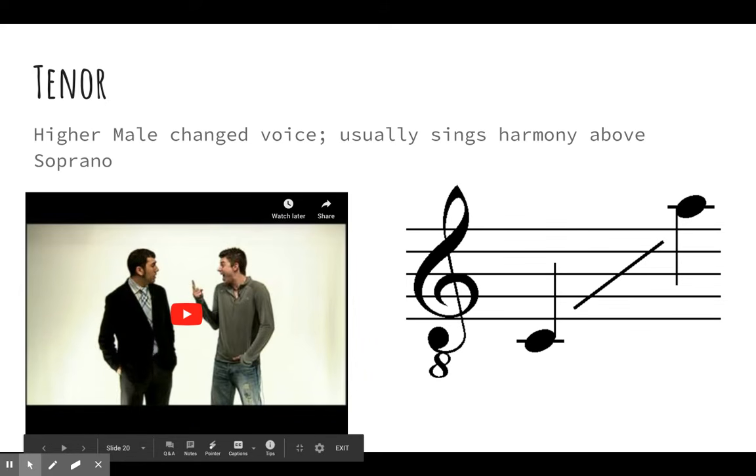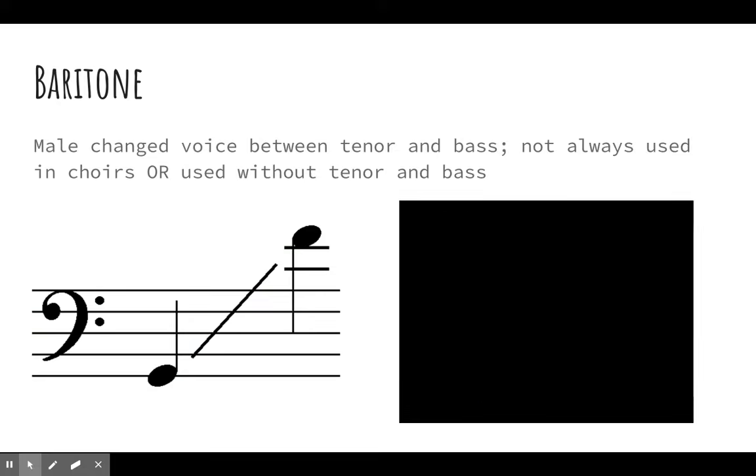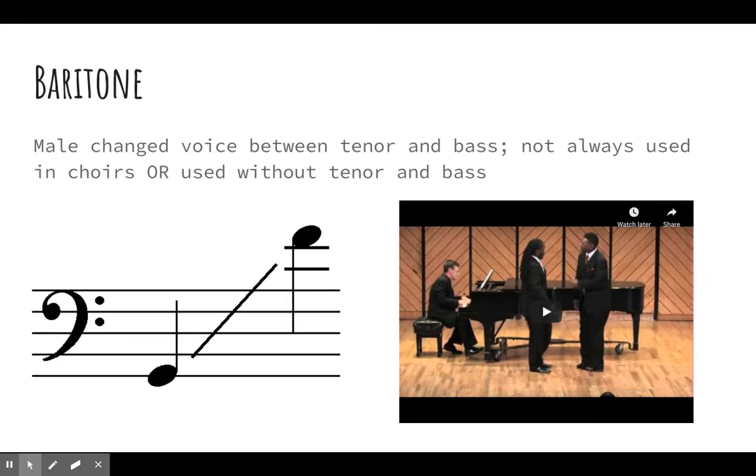All right. And then we are going to actually talk about 3 different male voice types today because some of our music will be soprano, alto, tenor, bass, and some of it will just be soprano, alto, baritone. So baritone falls between a tenor and a bass. Most guys are actually baritones.